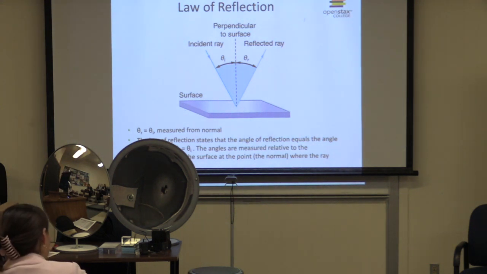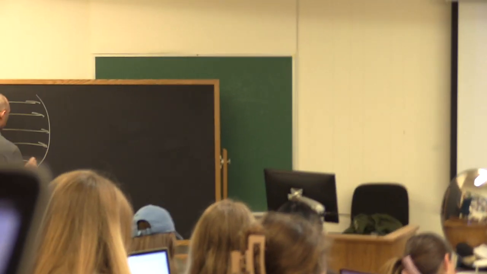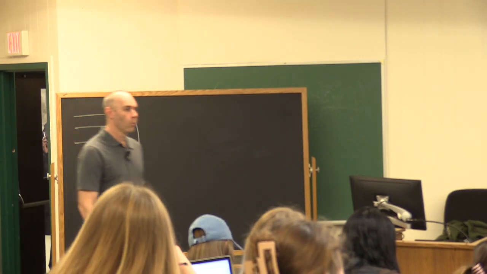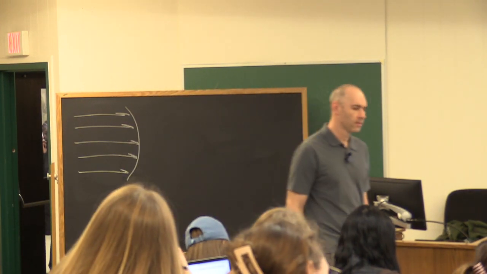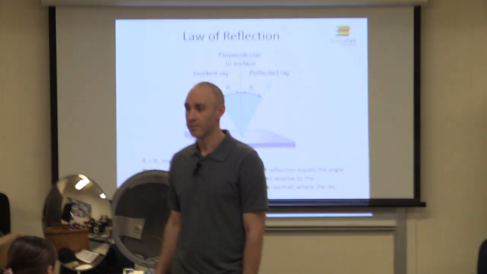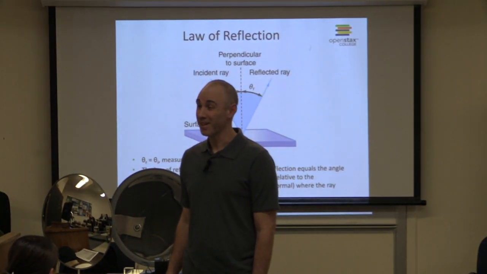I've got my concave mirror and I shine a flashlight at it. I'm going to shine a flashlight so there are light rays coming in, like so. What's going to happen to those light rays? You don't know? You have a guess?